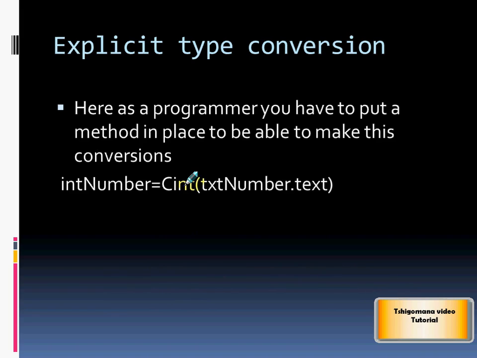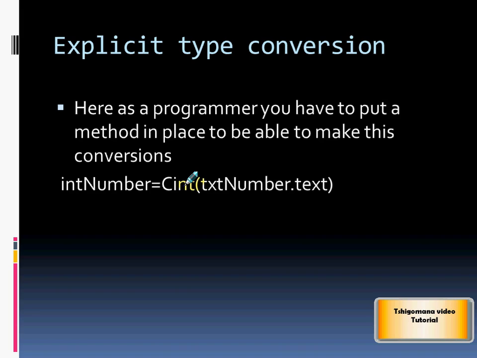Explicit type conversion. Here, as a programmer, you have to put a method in place to be able to make this conversion. For example, int number equals CInt(txtNumber.Text).